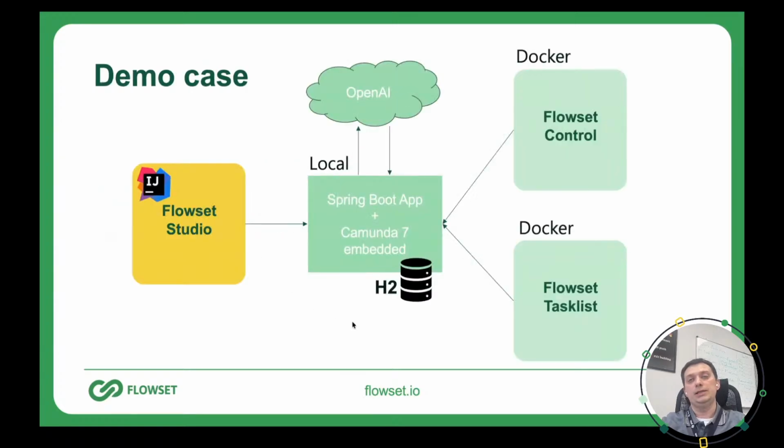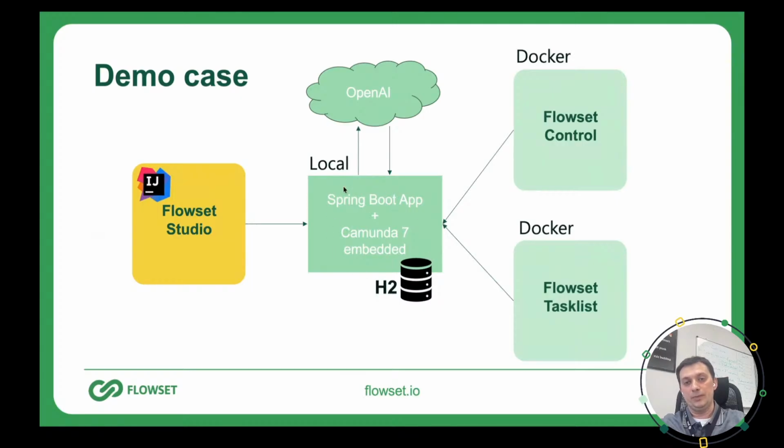So what is the demo case today, which we'll use to demonstrate the power of the Flowset Studio? We will work today with a small app which automates loan processing. This app is a typical Spring Boot app. It is a very tiny thing with a small domain model. I will show it, and it has the embedded version of the Camunda 7 BPM engine, which is connected as a dependency to this project.